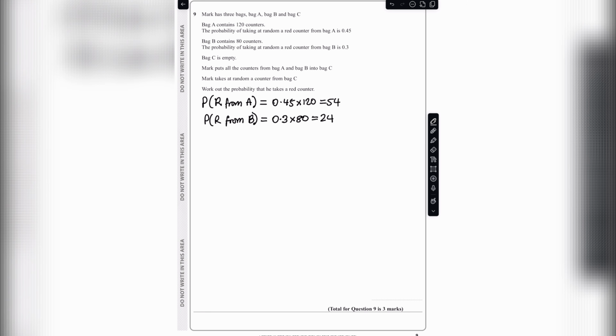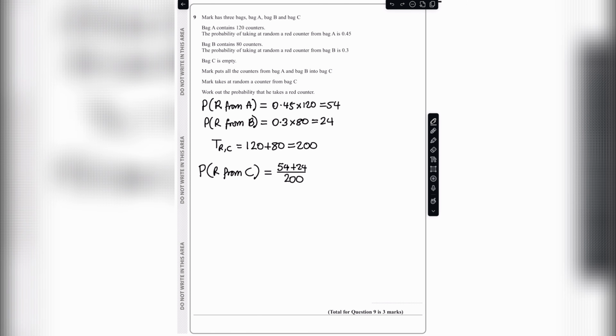And given that Mark puts all the counters from bag A and bag B into bag C, the total number of red counters in bag C can be determined by adding 120 and 80, and that gives us a value of 200. So the probability of Mark taking a red counter from bag C can simply be determined by adding the probability of him taking a red counter from bag A and from bag B, which will be a total of 54 and 24, and dividing that by the total number of counters in bag C, which is now 200. And when you put that into your calculator, you get a final answer of 39 over 100.